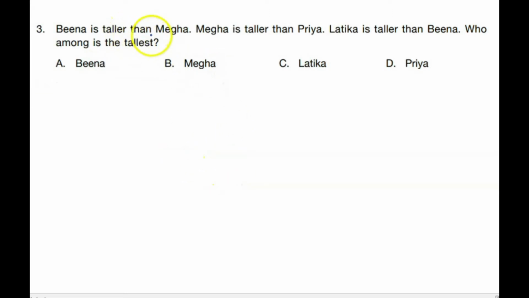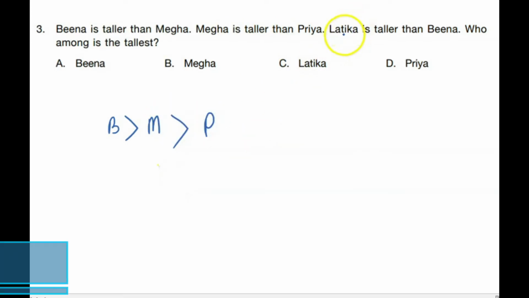Bina is taller than Megha. So let's write B here. Bina is taller than Megha. So I have written like this. Megha is taller than Priya. Okay, Megha is taller than Priya. We have written it like this.